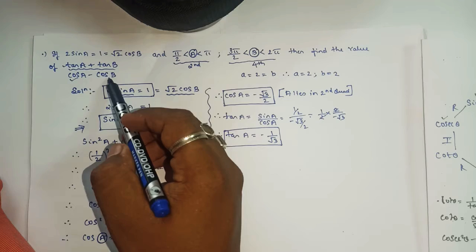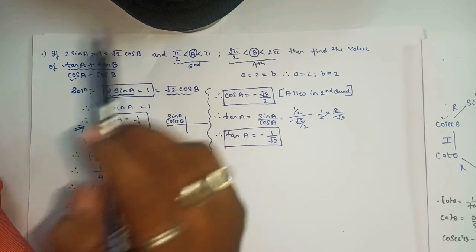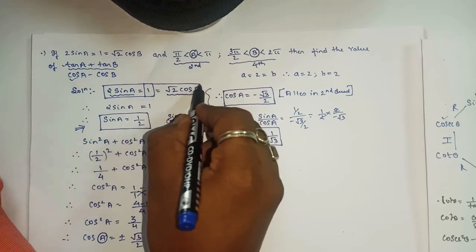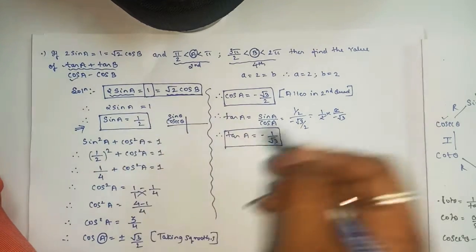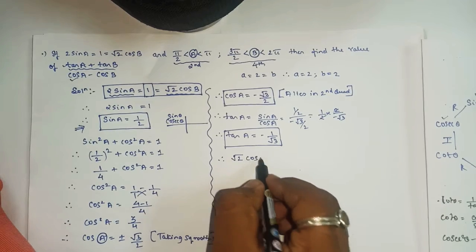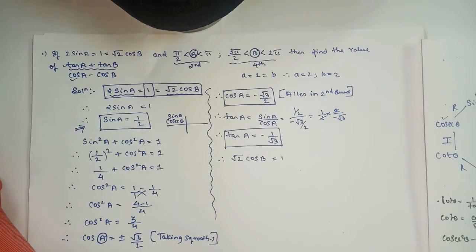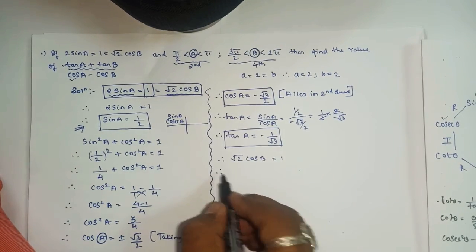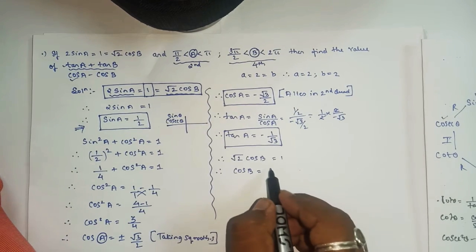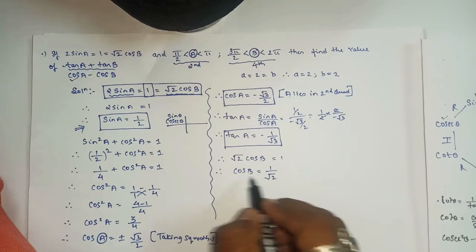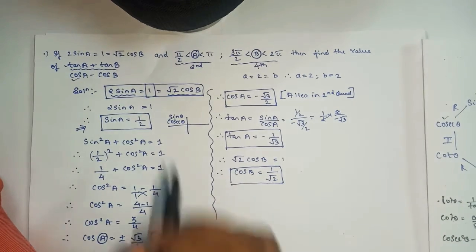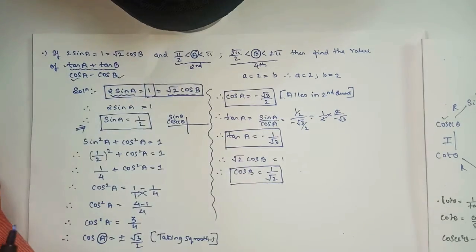So here we got cos A and tan A with the help of sine A. Now we have to find cos B and tan B. So now we'll consider this part, this section. We'll take this part separately. So therefore root 2 cos B is equal to 1. So can I say cos B will be equal to what? 1 upon root 2. So here we got the value of cos B.